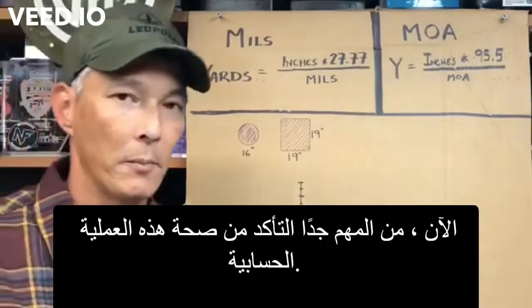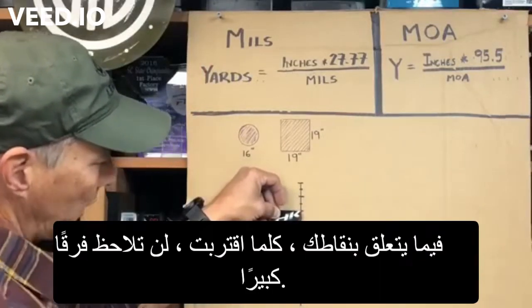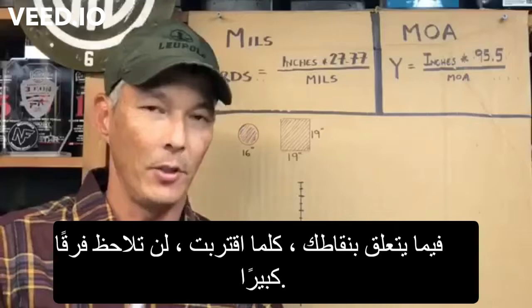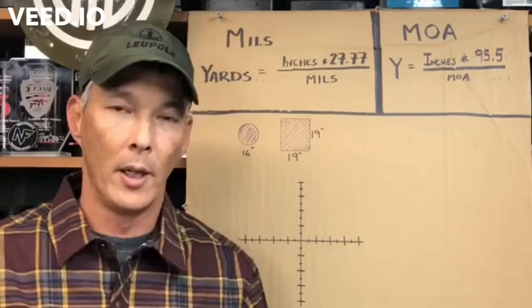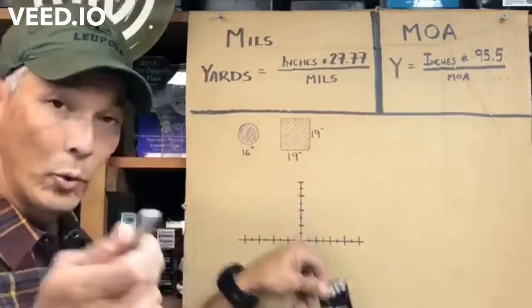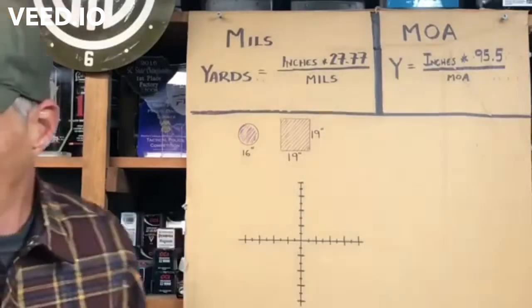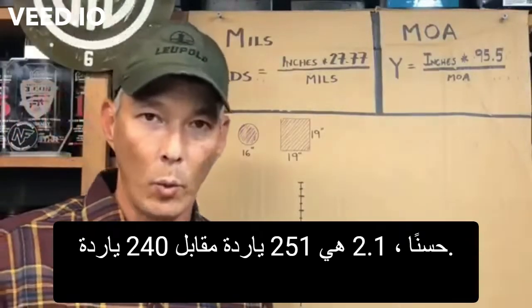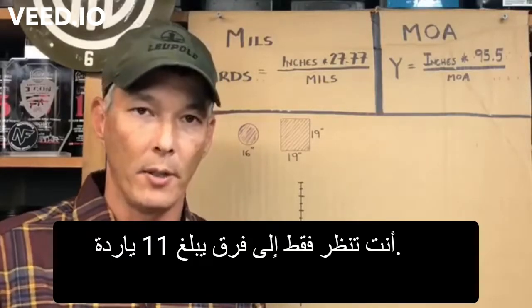Now, it is very, very important to make sure that you get this calculation correct as far as your mils reading. The closer you are, you're not going to notice that much of a difference, but the further out you get, it makes a huge difference. So the difference between me using 2.2, and let's say you read it as 2.1. Maybe you look at this and you say, hey, you know what, that's 2.1 mils. Well, 2.1 is 251 yards as opposed to that 240 yards. So you're only looking at about 11 yards difference.